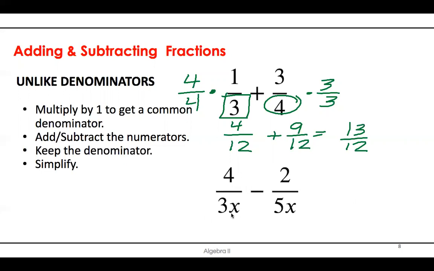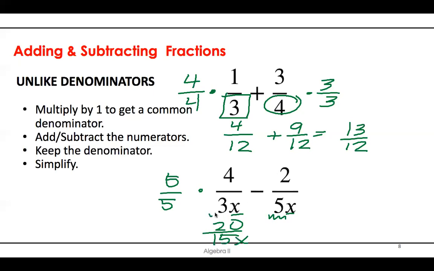So I have 3x and 5x. They're not the same. They do both share an x, so that's cool. I can keep the x, but now I got to do something with the 3 and the 5. So for the first one, I'm going to use the 5. So I'm going to multiply by 5/5. 5 times 4 is 20. 5 times 3 is 15, and I still have an x.